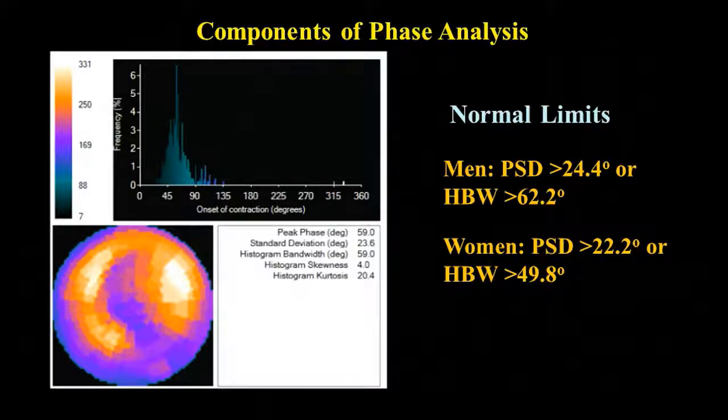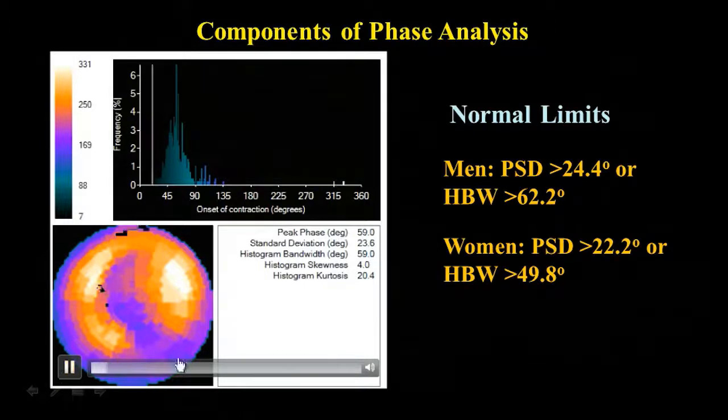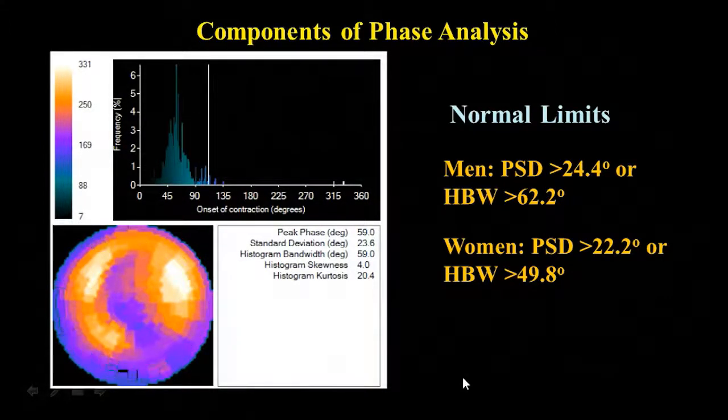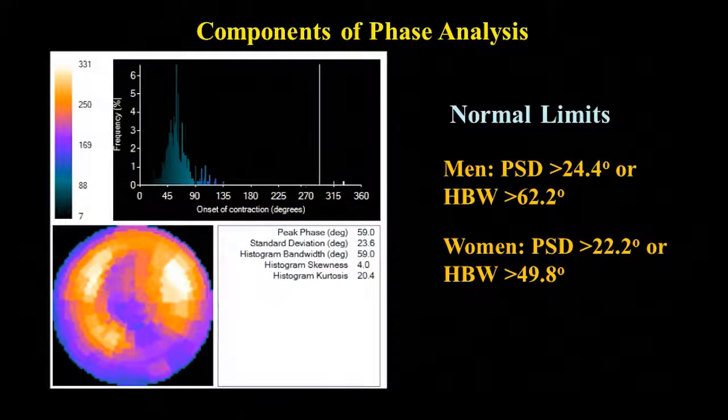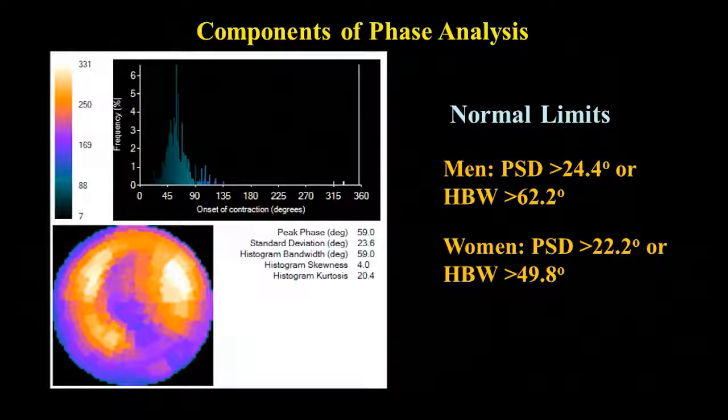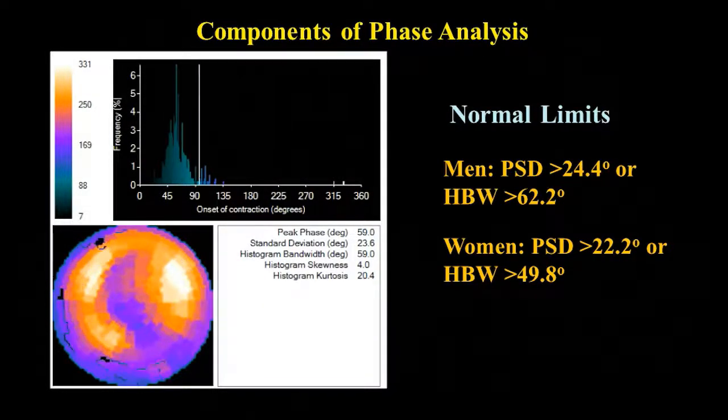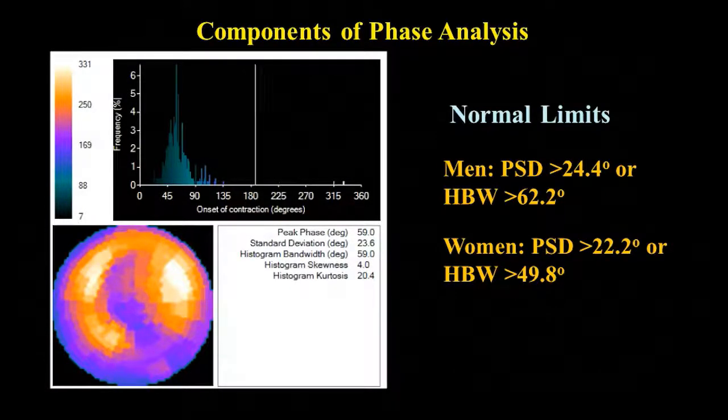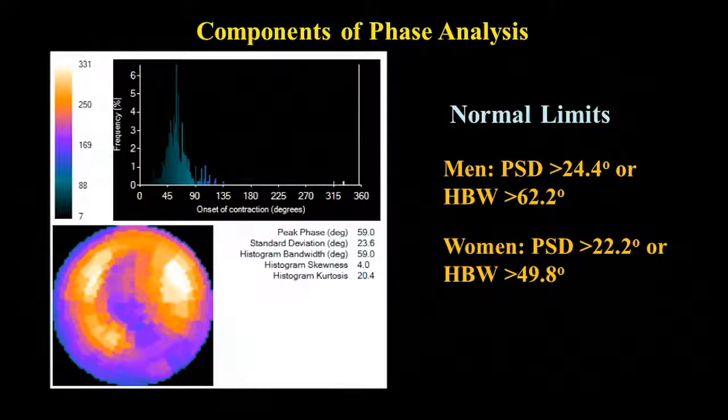So what are the components of a phase analysis? You have a phase histogram on the top, which is a nice narrow phase histogram, and on the polar map you can see the sequence of mechanical activation that gives you a qualitative assessment of how the myocardium contracts. In addition to that, you have quantitative measures of dysynchrony. In this case, the phase histogram is very narrow. The contraction, as you can see, is very quick and robust, so there is no dysynchrony.